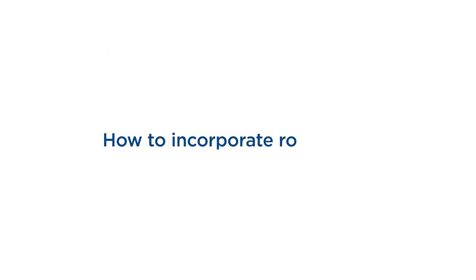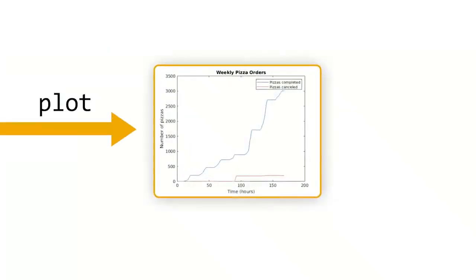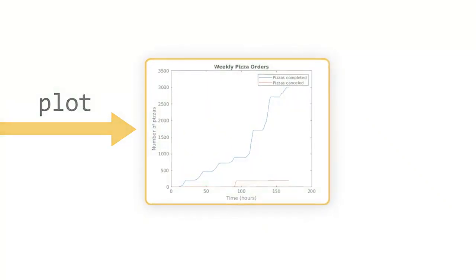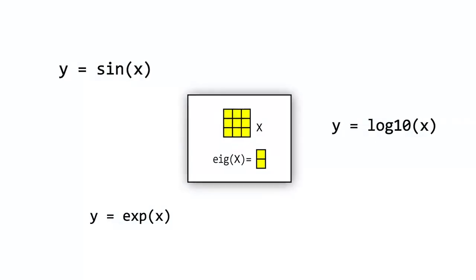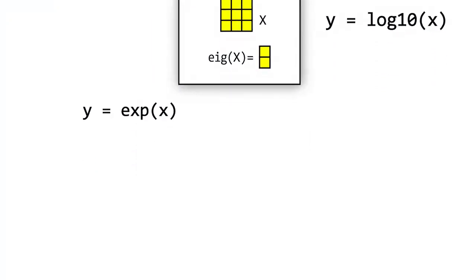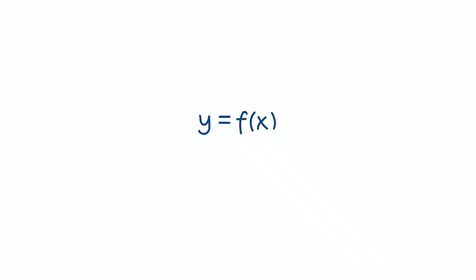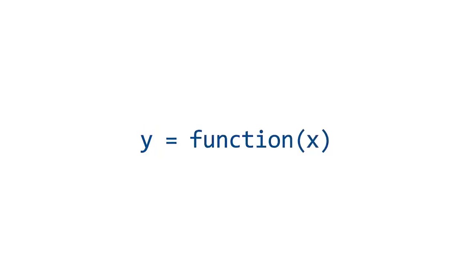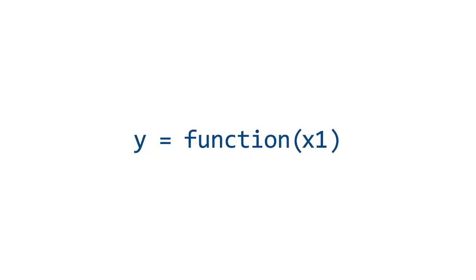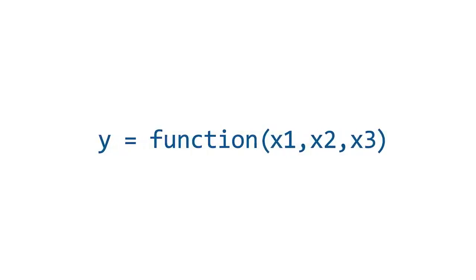How do we incorporate rounding into our calculation? Previously, you used the plot function to visualize data, but there are also functions to perform calculations and even solve more complex math problems. The standard syntax for a MATLAB function is similar to that of a mathematical function. We have a function name and an input variable enclosed in parentheses. We assign the result to an output variable. Like mathematical functions, a function can also have many inputs.